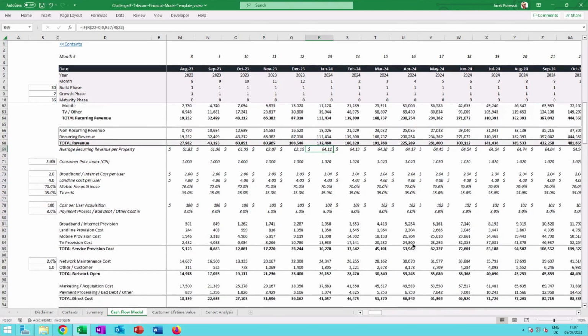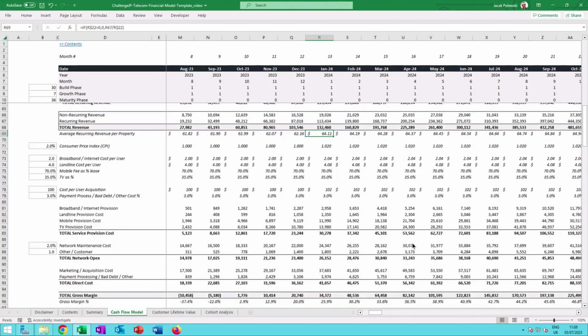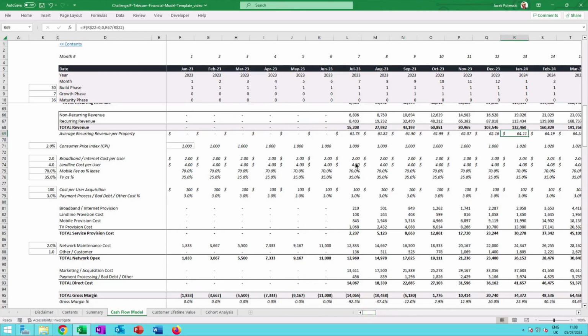Similarly, I will now calculate the direct cost. So in our case here, direct cost would be related to providing the service to your customers, and also maintaining the network and acquiring your customers. The idea is that they are driven directly by the uptake in your customers or your network build.